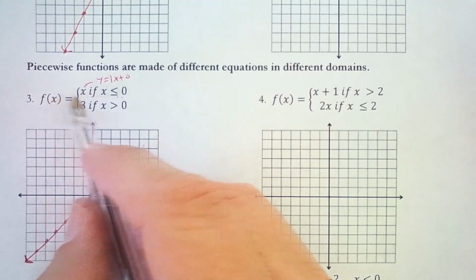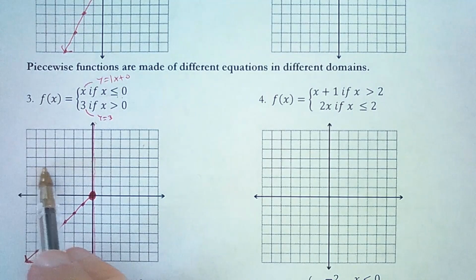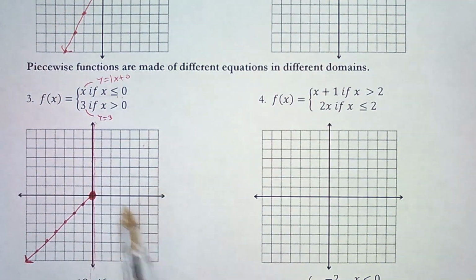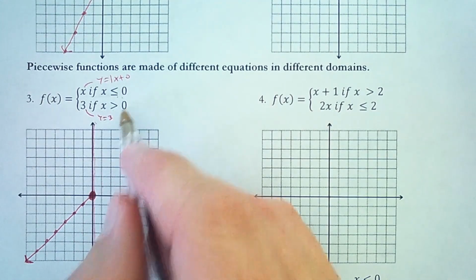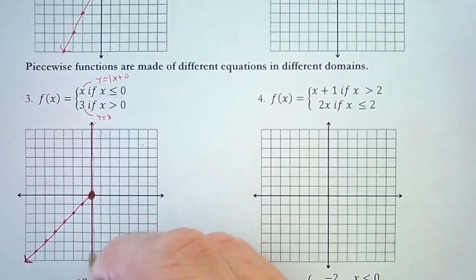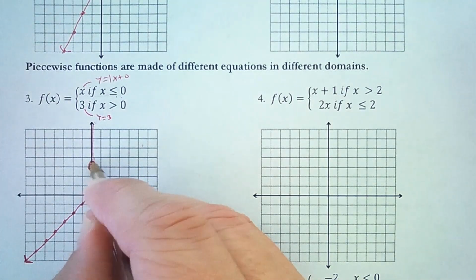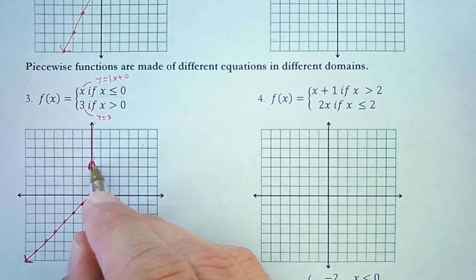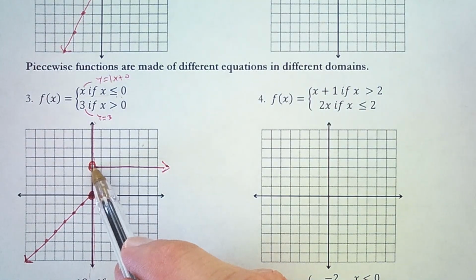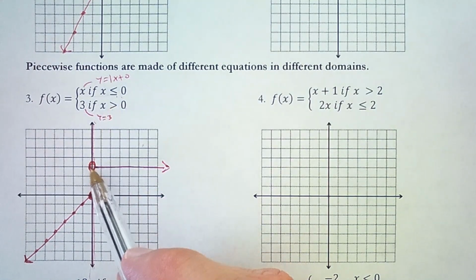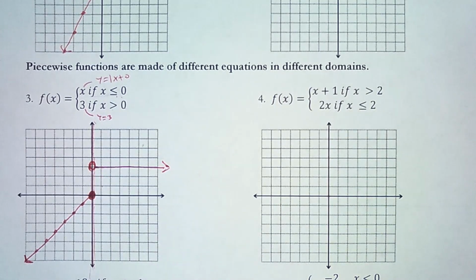The next piece is f of x equals 3, or y equals 3, and that's a horizontal line up 3, but I can only graph it for x greater than 0. So the domain is all x greater than 0. X is 0 is right here, the y-axis. So right here is where it's going to start, and it's a horizontal line to the right side of 0. Now, do I want to fill this in or leave it empty? It's greater than but not equal to, so I leave it empty, saying that it actually gets infinitely close to that point, but it's not going to touch it.